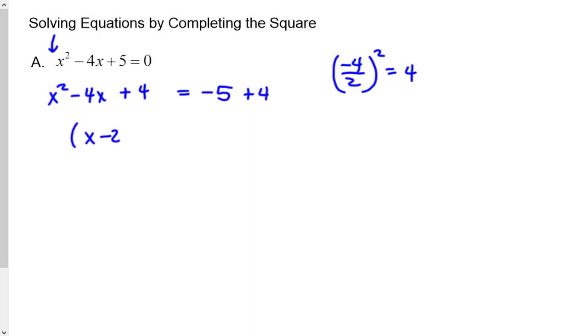This factors into x minus 2 quantity squared. That becomes negative 1. Now we finish this off using the square root property. So I take the square root of both sides. Don't forget the plus or minus. And now I add the 2 over, so 2 plus or minus square root of negative 1 is i. And we're finished. So even though this is a pretty advanced problem, it's not that bad through the process of completing the square.